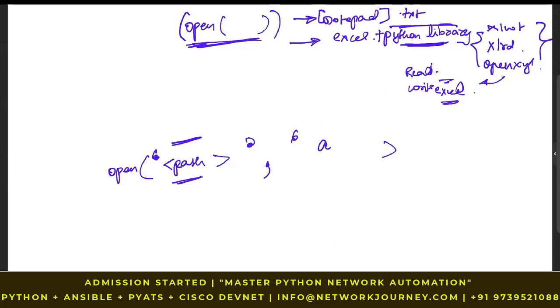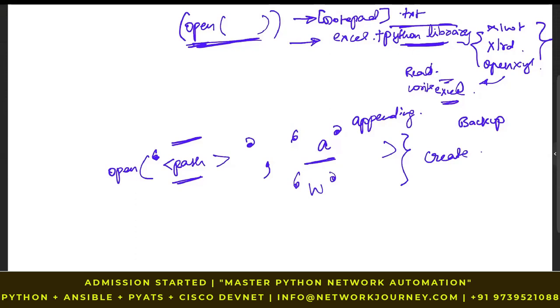Otherwise, sometimes the requirement is that you create the backup file as you run the script, and you want the backups to happen step by step. So in that case, you can go with appending. A stands for appending, or you can go with the W. They are all eligible to create a new file, and also will help you to write the data into that. Okay, so A and W.